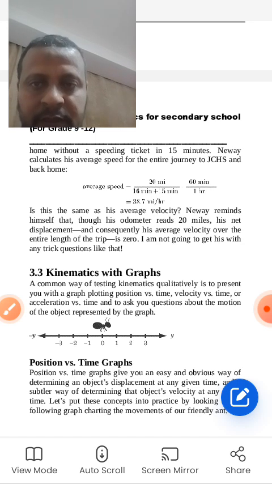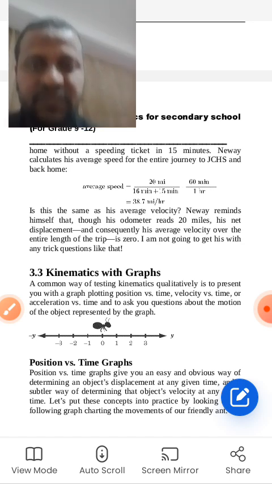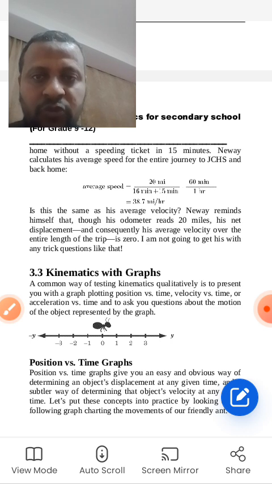Now let's see about kinematics with graphs. Common ways of testing kinematics qualitatively is to present you with graphs plotting position versus time, velocity versus time, or acceleration versus time, and to ask questions about the motion of an object represented by the graph. Look at the graph, y and negative y direction.